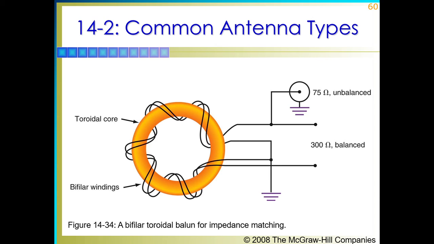A common example of such a balun is one that provides a 75 ohm unbalanced impedance on one end and a 300 ohm balanced impedance on the other. Baluns are fully bidirectional. For example, either end can be used as the input or the output. Such baluns have excellent broadband capabilities and work over a very wide frequency range.